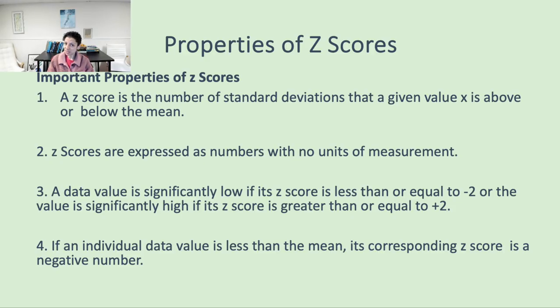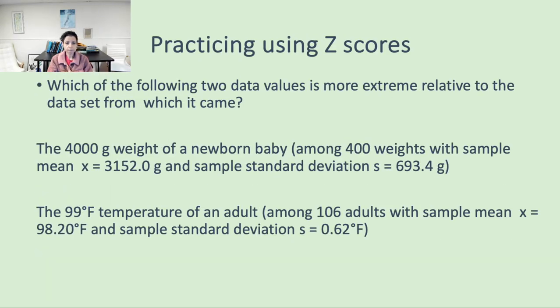So the z-scores really simplify that to tell us whether something is significantly high or low. And so if a data value is less than the mean, the z-score will be negative. If the data value is above the mean, the z-score will be positive. So z-scores are helpful. They help us see significance, high or low, and also help us determine whether that value is below the mean or above the mean. So let's practice getting a z-score.